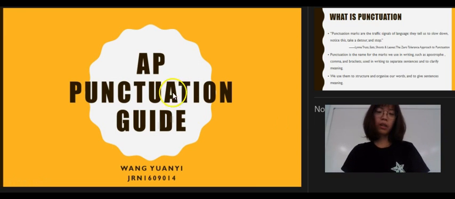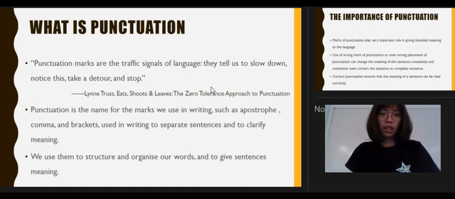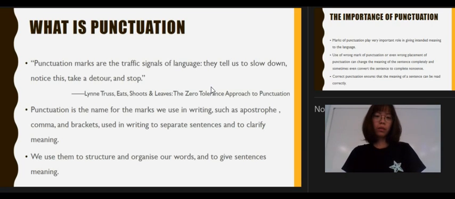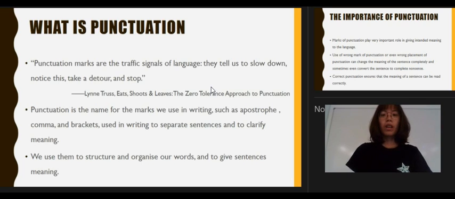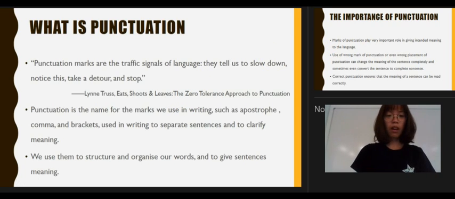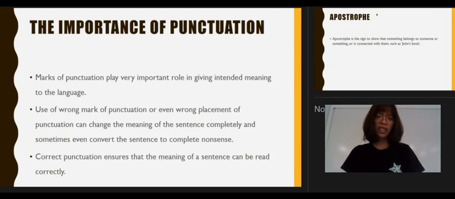Good morning, everyone. My topic is punctuation. According to NoExcuse, punctuation marks are the traffic signals of language. They tell us to slow down, notice this, take detours, and stop. Punctuation is the name of the marks we use in writing, such as apostrophes, commas, and brackets, used to separate sentences and to clarify the meaning. We use punctuation to schedule and organize our words and give real meaning to the sentence.